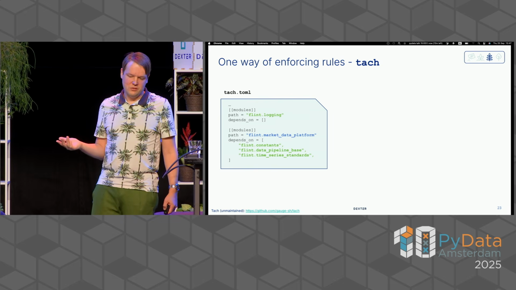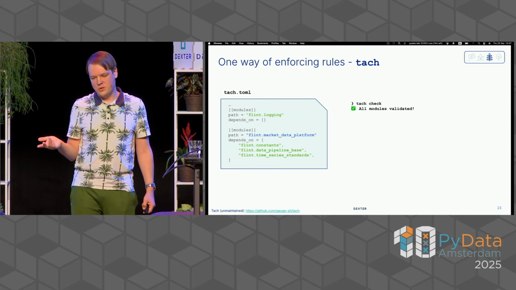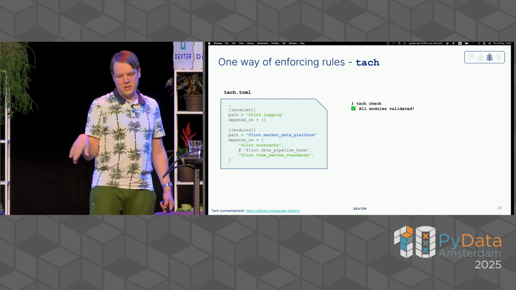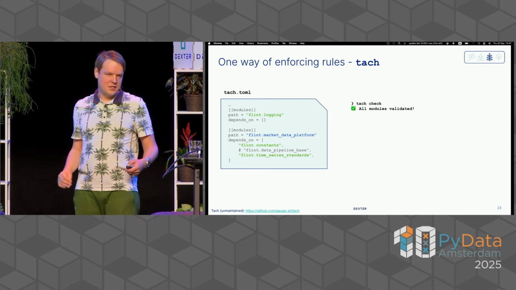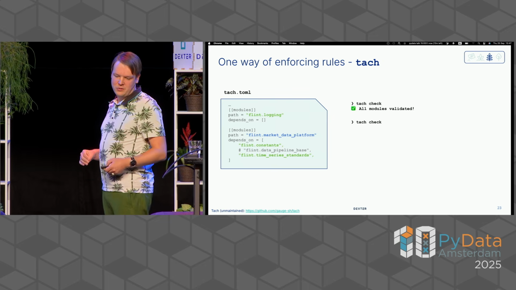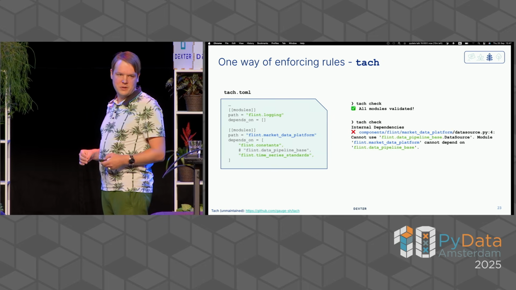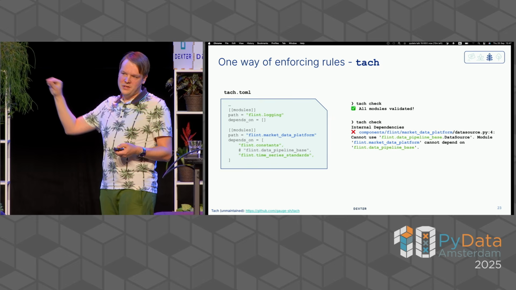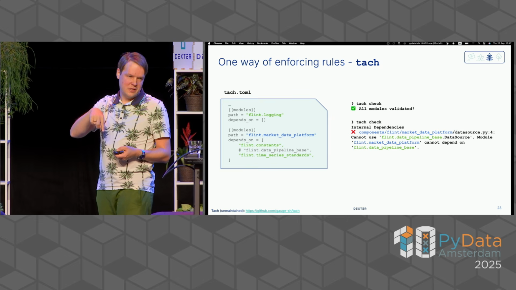Then tag is a CLI tool that has tag check, for example, as a command. In this case, it would go green. But if I now would comment out the data pipeline base thingy, and then I would run tag check, you will see that it complains, and it will tell you exactly, hey, you're making this import, but that import is not in the list in tag.toml.